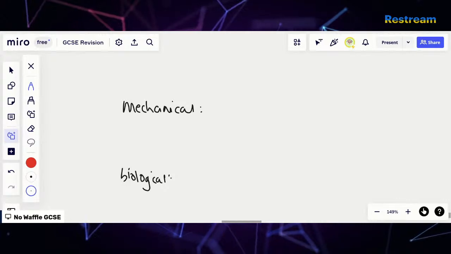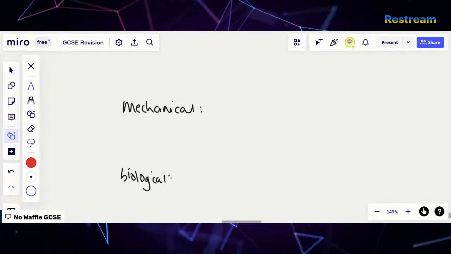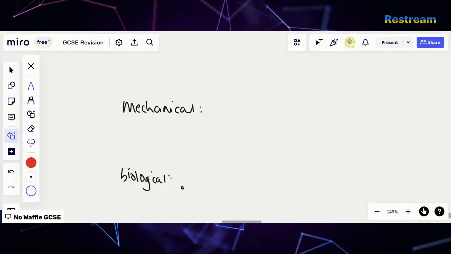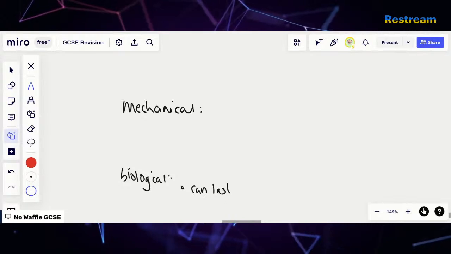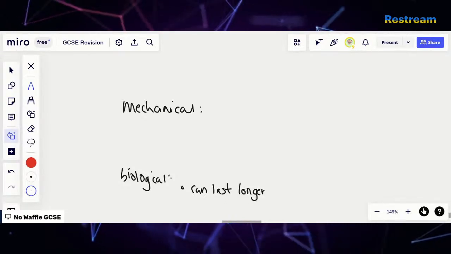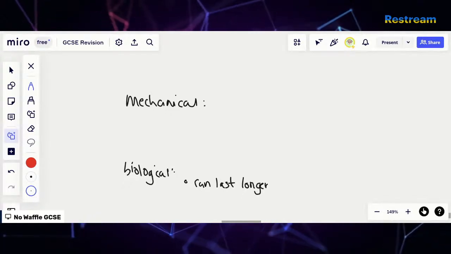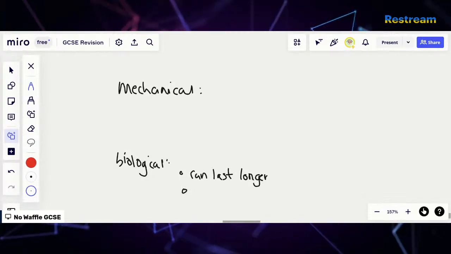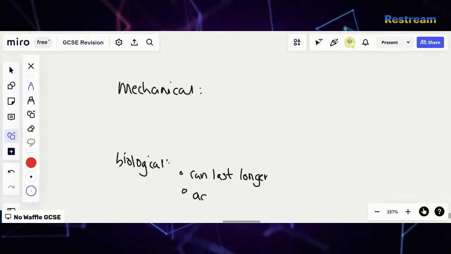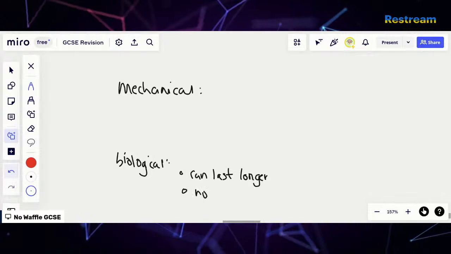That is correct. Biological valves can last longer. That's correct. So let's write that. Biological valves can last longer. Feel free, anyone else, to chat what else they think we can compare. So biological can last longer. Another thing is that biological doesn't require additional medication. So no additional medication.